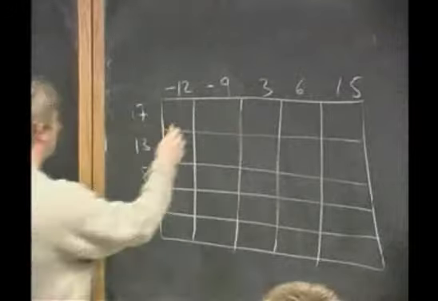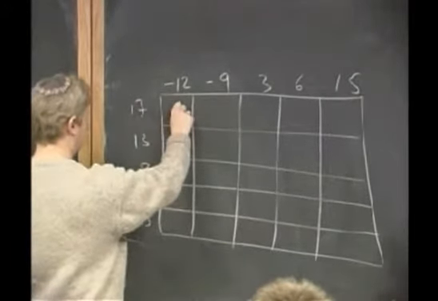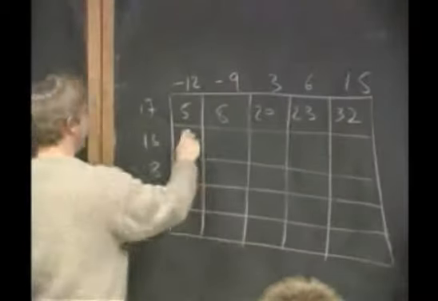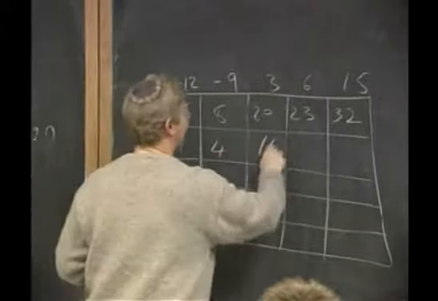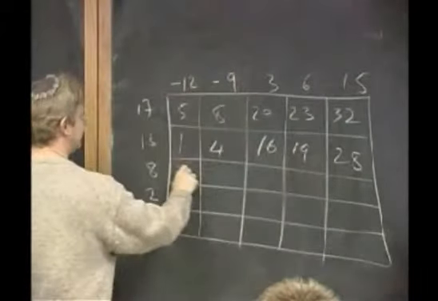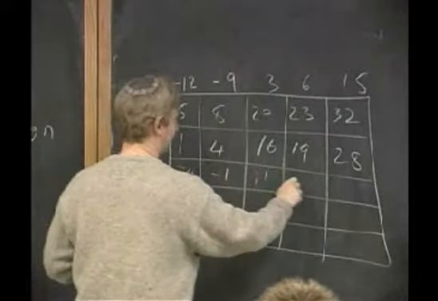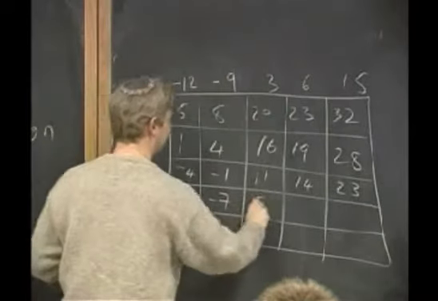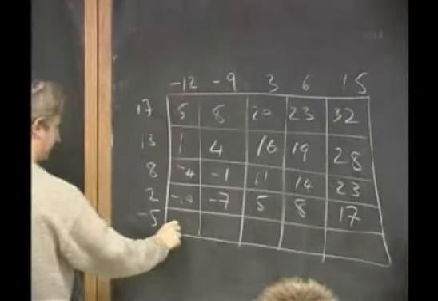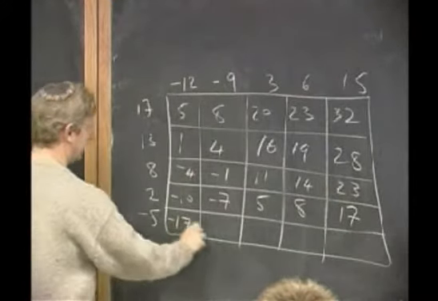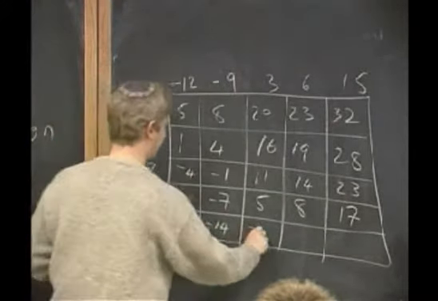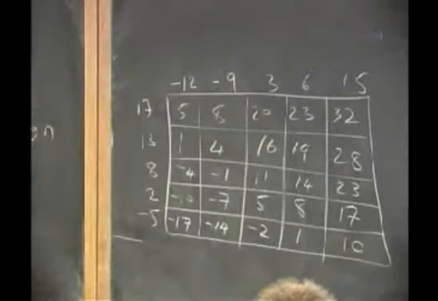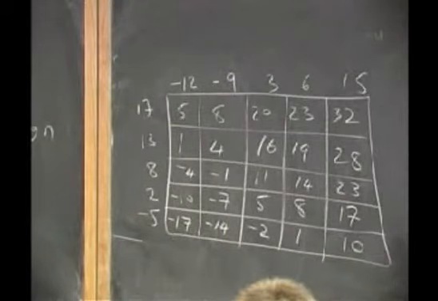So let's go ahead and add. Those of you who are fast at adding, help me. 5, 8, 20, 23, 32. And those of you who are not as fast can help me. 4, 16, 19, 28. Minus 4, minus 1, 11, 14, 23. I can almost write as fast. Minus 10, minus 7, 5, 8, 17. And I can't see the number. Minus 17, minus 14, minus 1, 10. Did I make any mistakes? I don't think so.